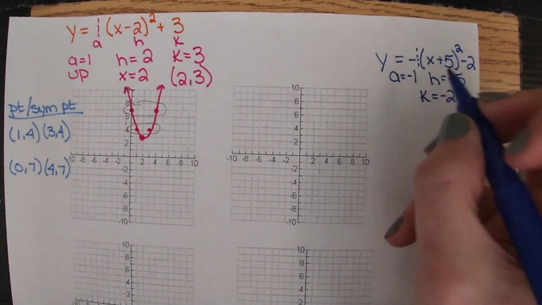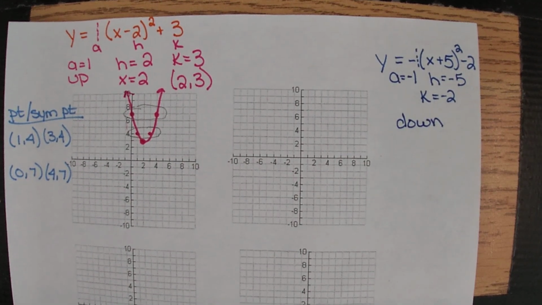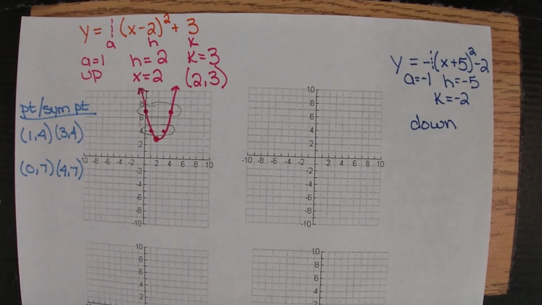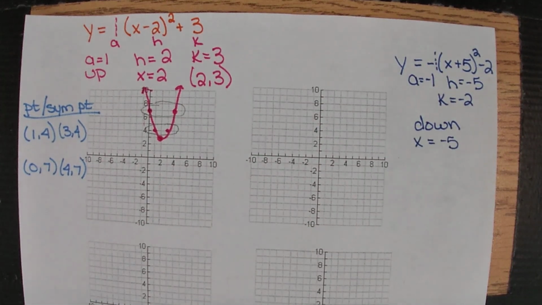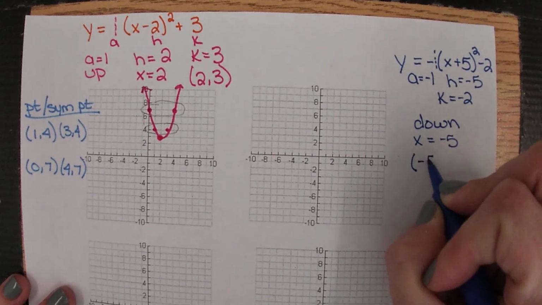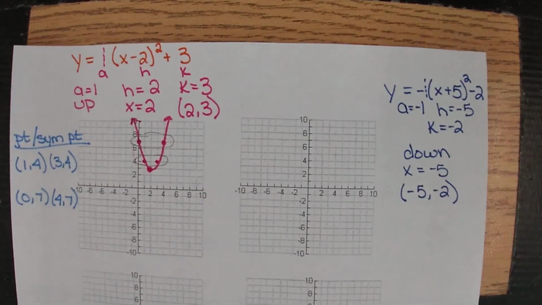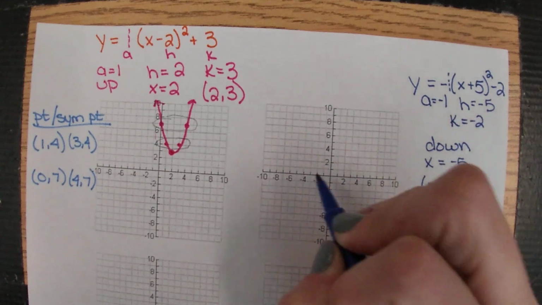Okay, so because a is negative 1, we know that this is a parabola that's going to open down. And we know that the axis of symmetry, or the line of symmetry, that line right in the middle, is going to be x equals negative 5, right? It's x equals h. Then we can name our vertex in this specific situation. Okay, (h, k) is (negative 5, negative 2). So now we'll plot that ordered pair. So now we're going to plot the point (negative 5, negative 2).